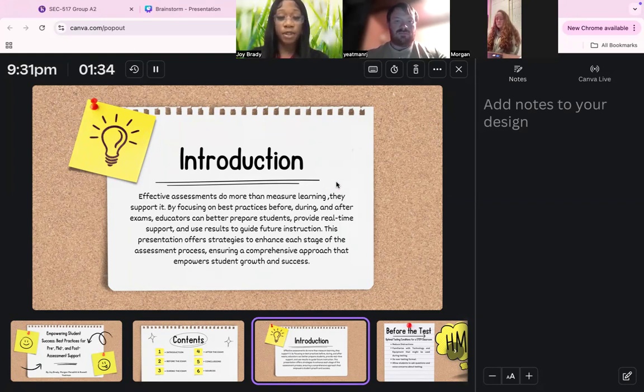This presentation offers strategies to enhance each stage of the assessment process, ensuring a comprehensive approach that empowers students' growth and success.